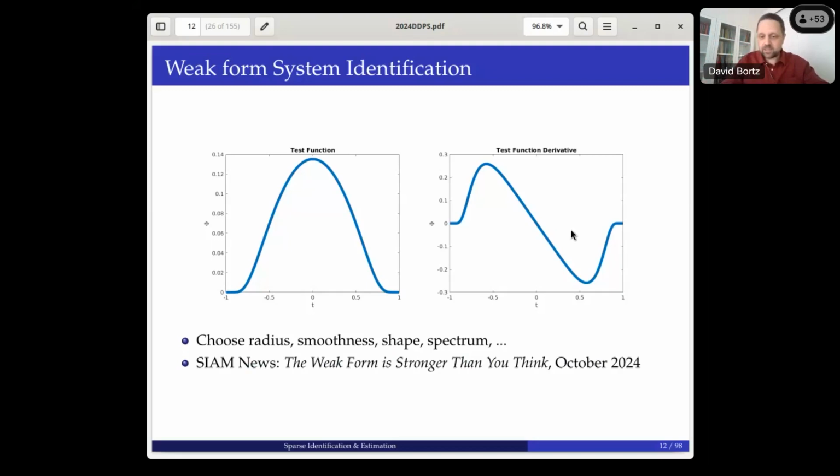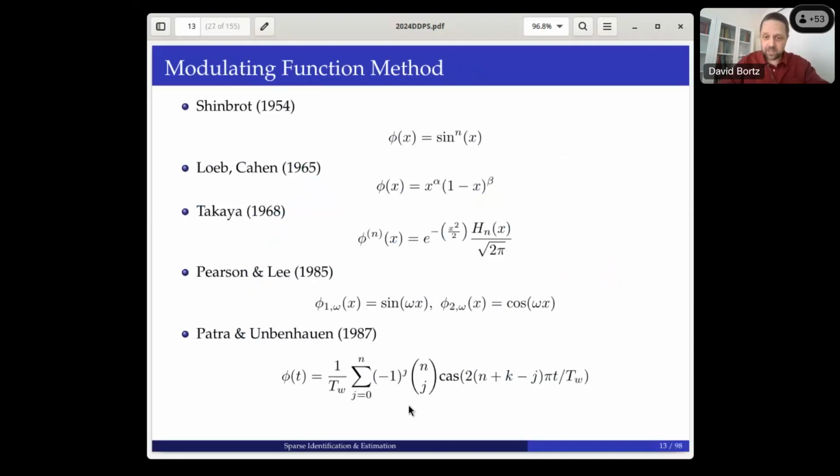If you want to see a brief high-level overview, we got an article on the front page of SciEm News in October. It has some nice, pretty pictures there. But that's the bigger picture here.